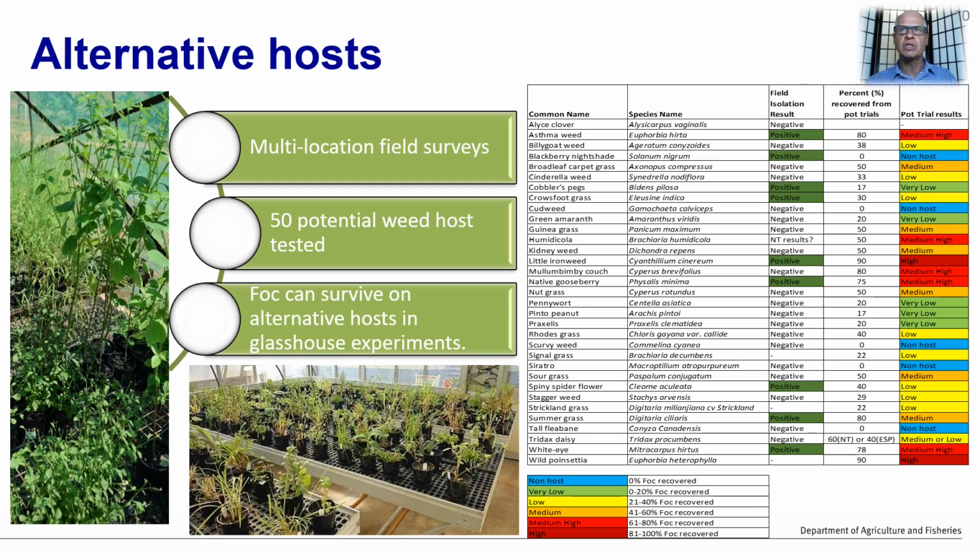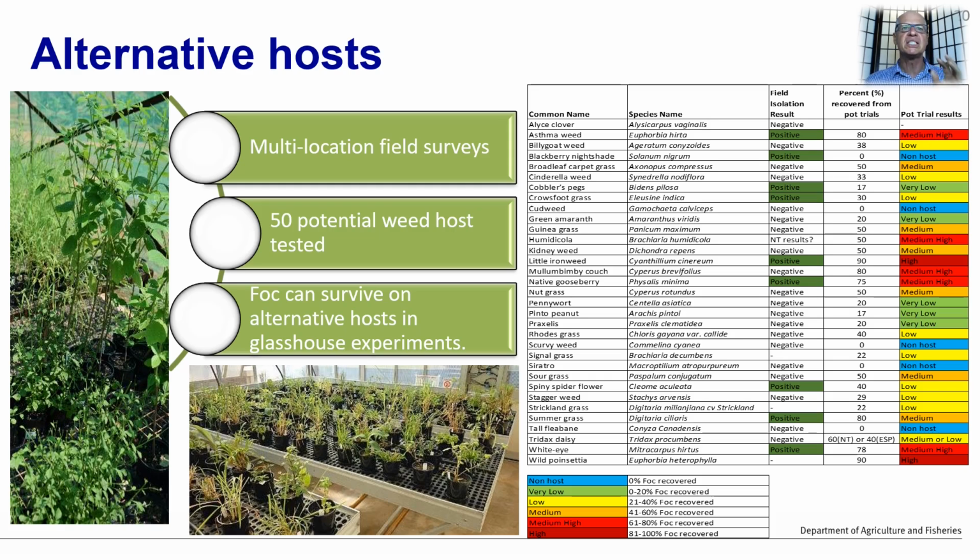To determine the alternative host status of Fusarium on bananas, we conducted multi-location field surveys of infected banana fields looking for different races of the pathogen. The surveys were conducted in 3 different production regions with distinct geographical characteristics.